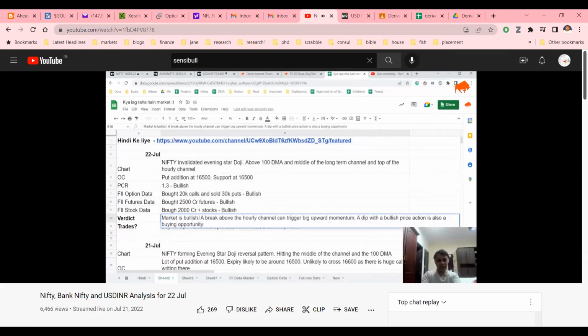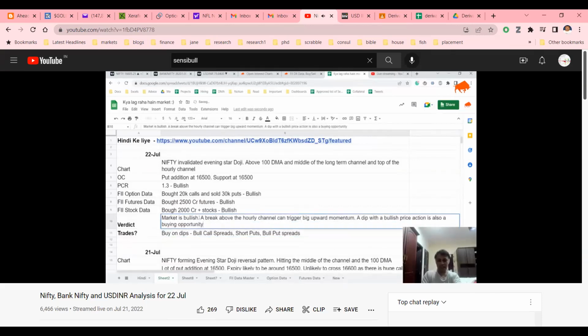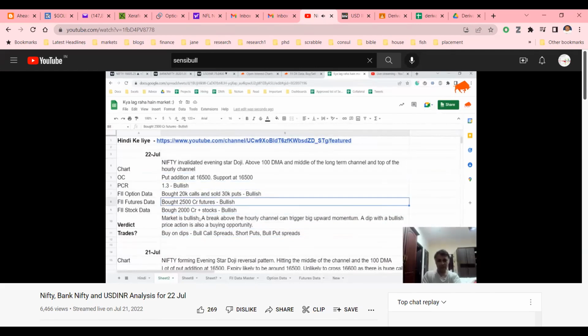Basically, as long as we are inside the small early channel, it is a bullish trend and not a bearish trend. So what is my trade? Buy on dips with bull call spreads. I will not say buy on dips because we are saying strategy. Long Nifty on dips with bull call spread, short puts, bull put spread, etc.